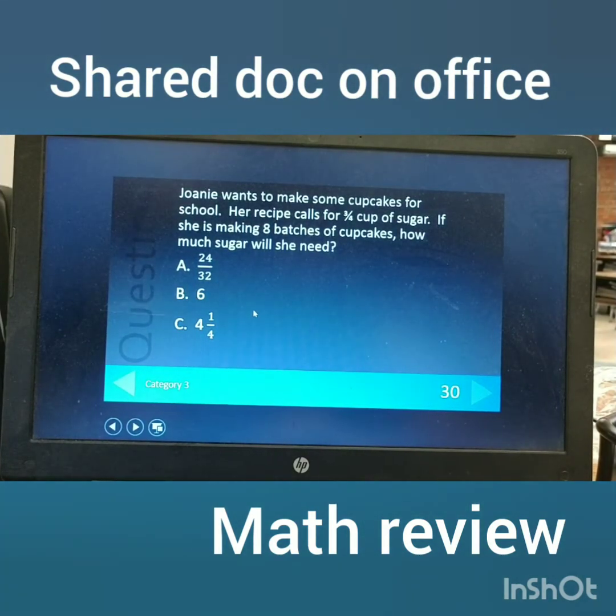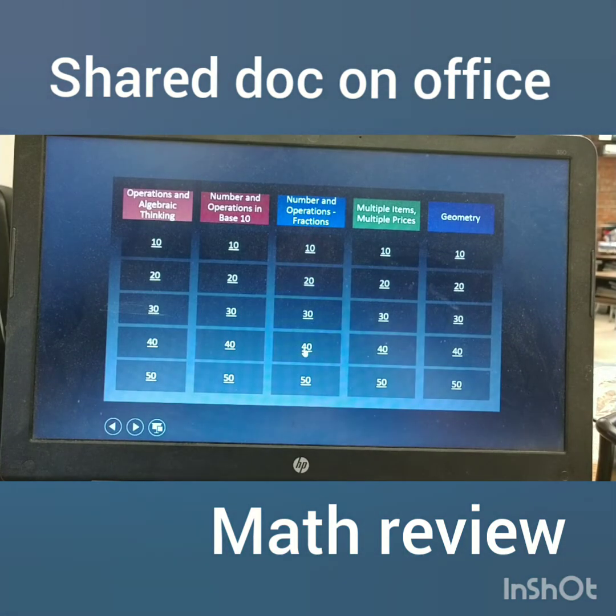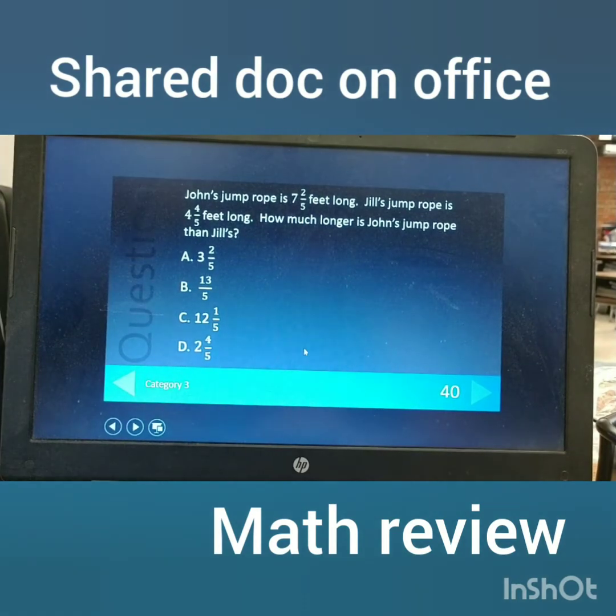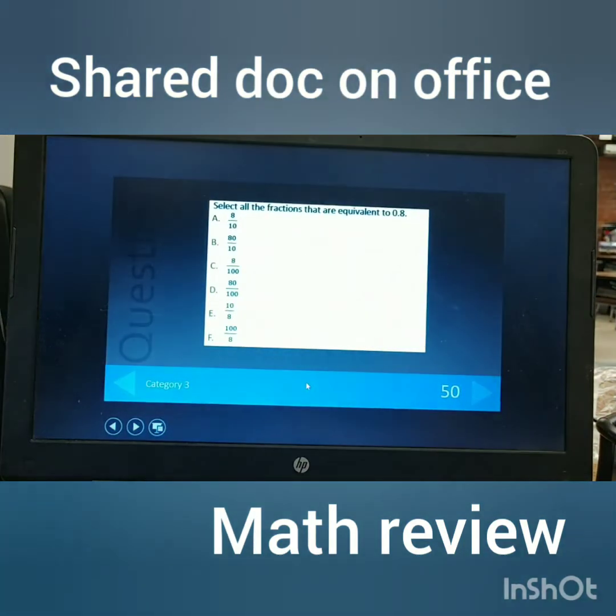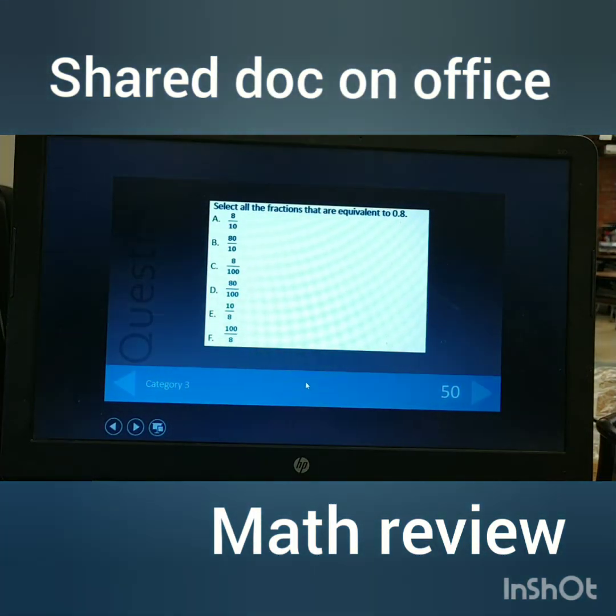Joanne wants to make some cupcakes for school. Her recipe calls for 3/4 cup of sugar. If she's making 8 batches of cupcakes, how much sugar will she need? John's jump rope is 7 2/5 feet long. Jill's jump rope is 4 4/5 feet long. How much longer is John's jump rope than Jill's? Select all the fractions that are equivalent to 0.8.